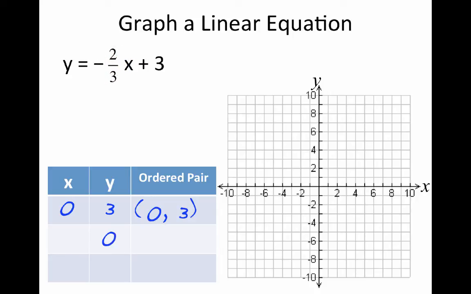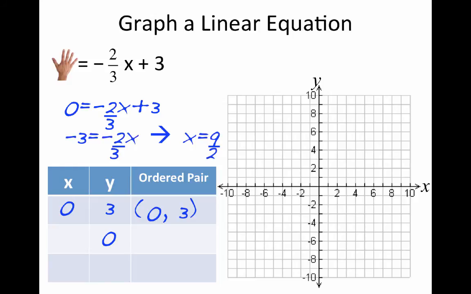Now, let y equal to 0. That means we can cover up that y term, but we're still going to have to plug in 0 and do some math. So subtract 3 from both sides. We get negative 3 is equal to negative 2/3 times x. Multiply by the reciprocal of negative 2/3, so we multiply by negative 3/2. When we do that, we get x is equal to 9/2.